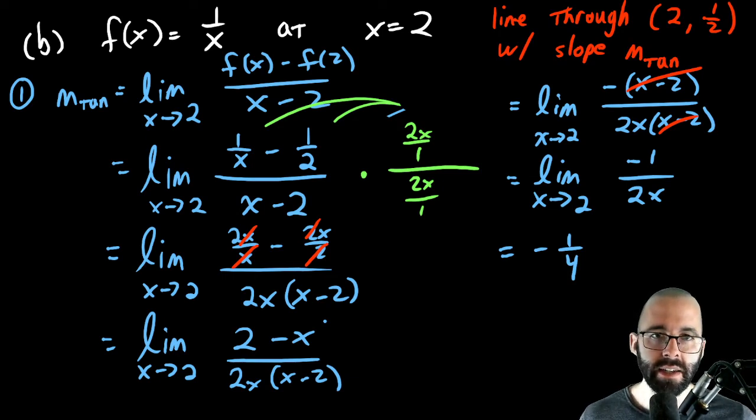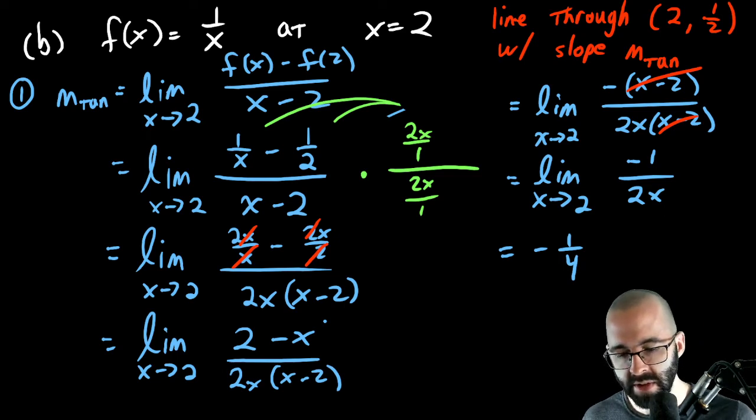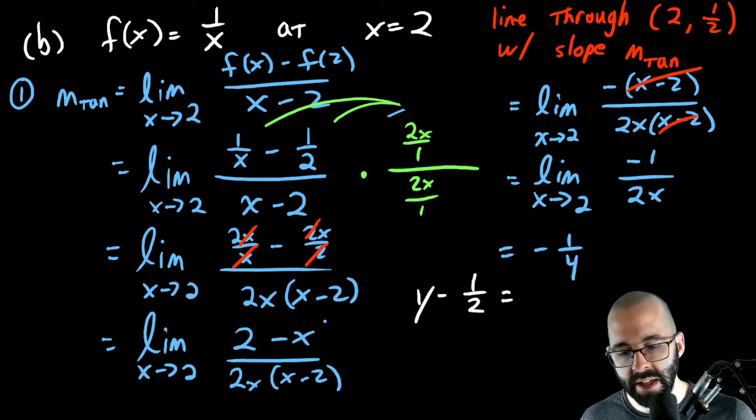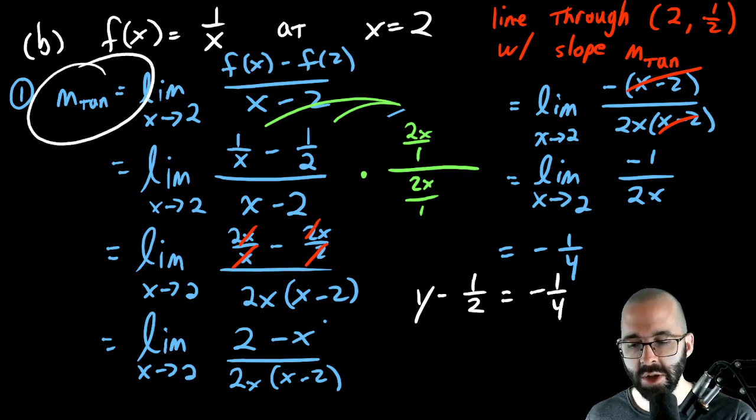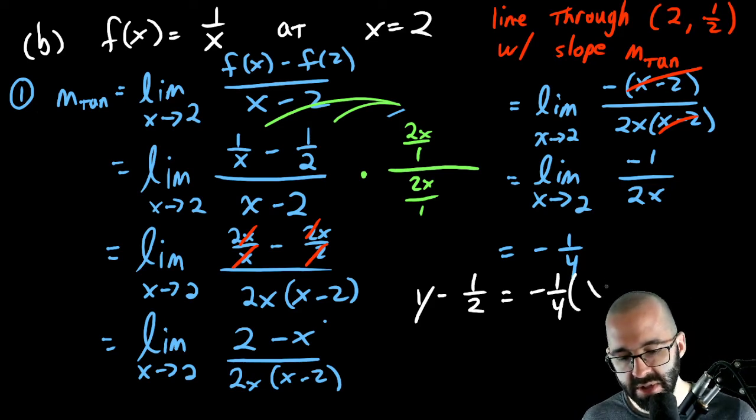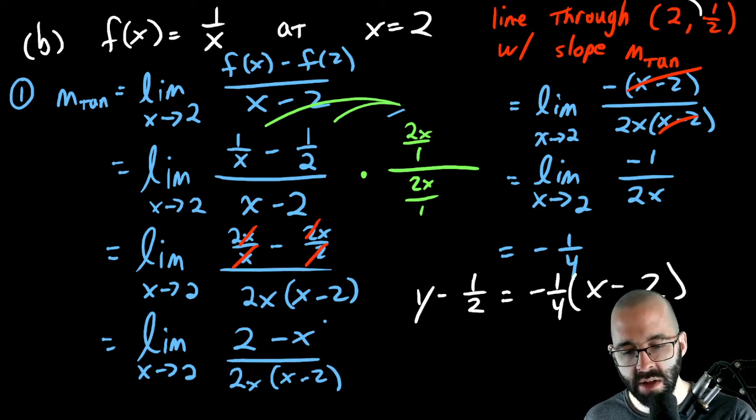All right, and all that's left is using point slope form. y minus the y value, which was 1/2, equals the slope, which we found was negative 1/4. Right, that's the slope of the tangent line, aka the derivative, times x minus the x coordinate, which was 2.